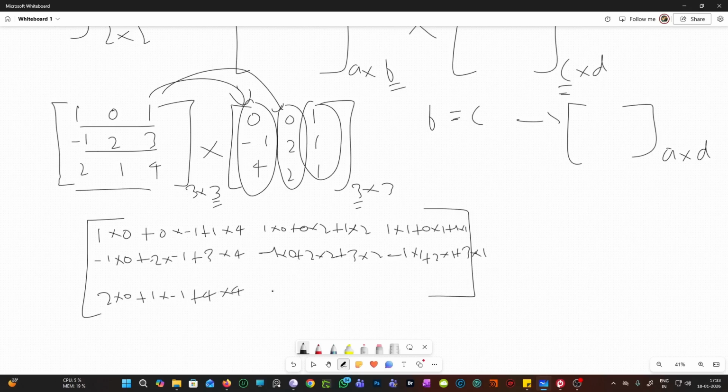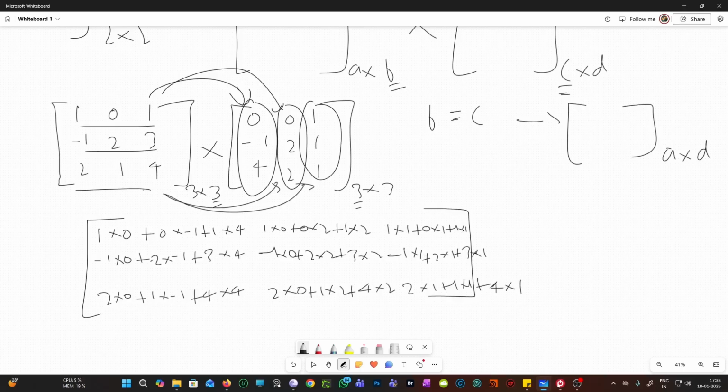And again, now we are multiplying this row by this column here: 2 multiplied by 0, 1 multiplied by 2, and 4 multiplied by 2. For this last element, we multiply this row by this column: 2 multiplied by 1, plus 1 multiplied by 1, plus 4 multiplied by 1.